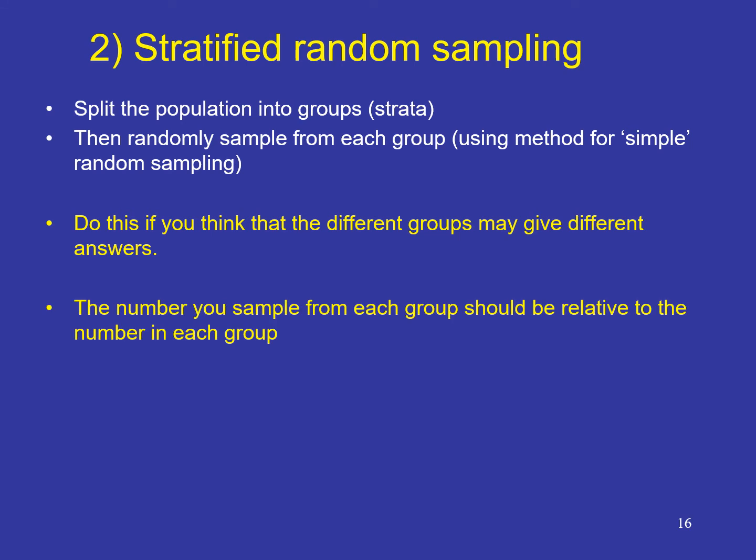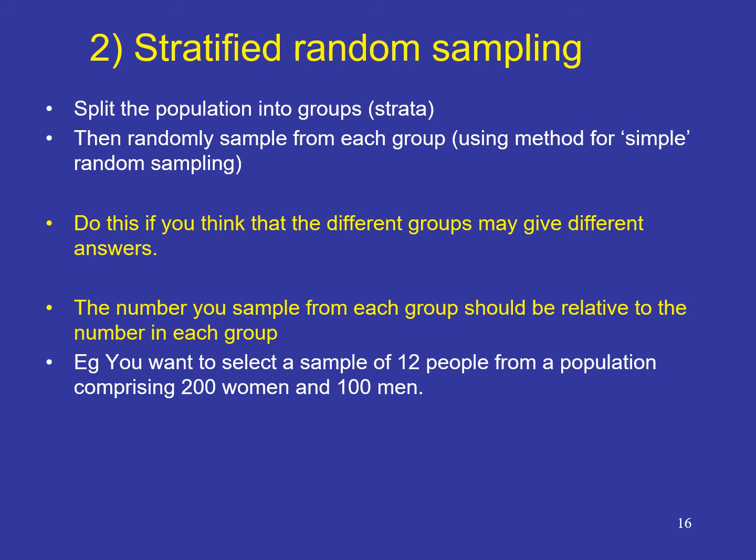Now, when you take the sample from each group, the size of the sample should be relative to the number in each group. So, for example, let's imagine you want to select a sample of 12 people from a population comprising 200 women and 100 men.